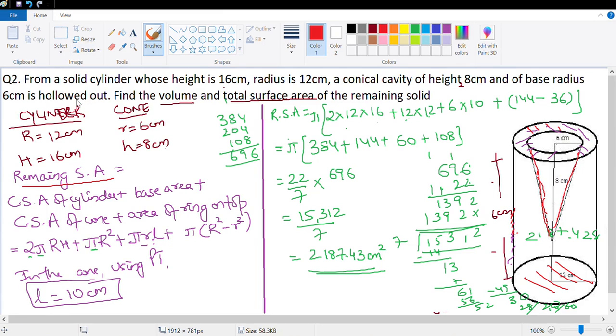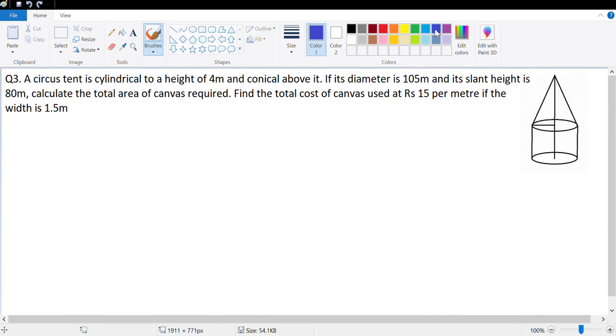Let's move on to the next question. The next question that we do is question number 3. It says a circular tent is cylindrical to a height of 4 meter, which means this height here is 4 meter. And conical above it, its diameter is 105, which means the radius is 105 by 2, and its slant height is 80 meter. So the slant height is 80 meter. Calculate the total area of canvas required. Find the total cost of canvas required at 15 rupee per meter if the width is 1.5.